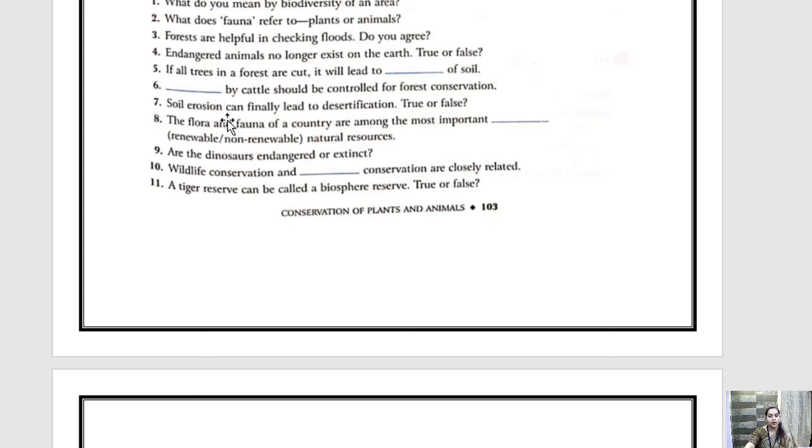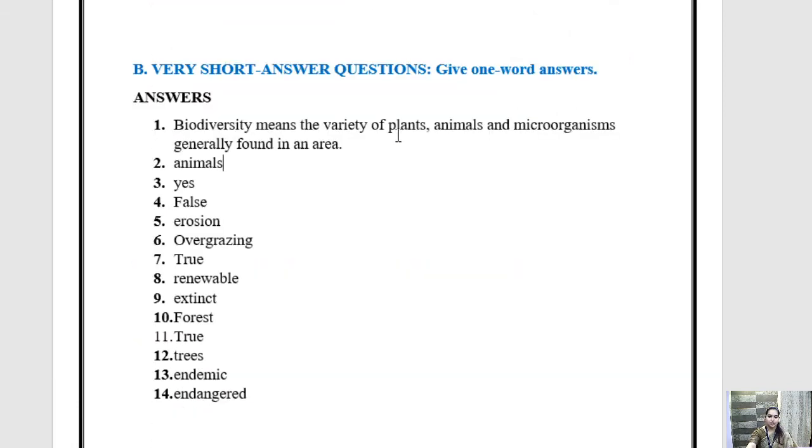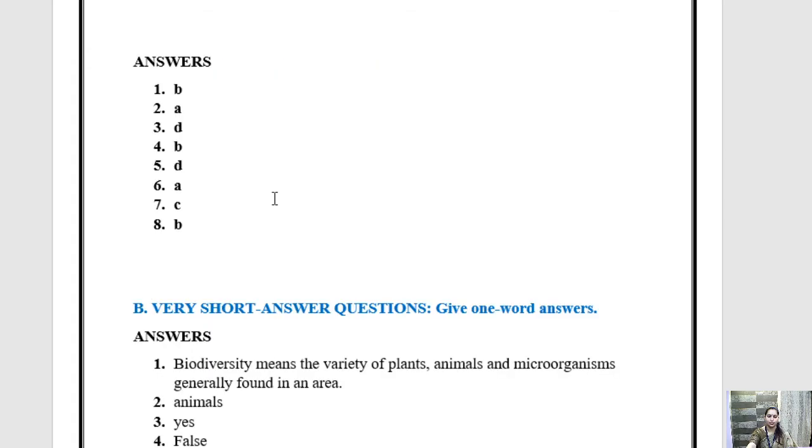7th. Soil erosion can finally lead to desertification. True or false? So this statement is true. Yes. Soil erosion definitely leads to desertification. If soil erosion has been happening for a long time, then slowly and gradually with time what will happen? The area will be covered with a desert. So soil erosion can finally lead to desertification. Answer is true. So for 7th, answer is true.